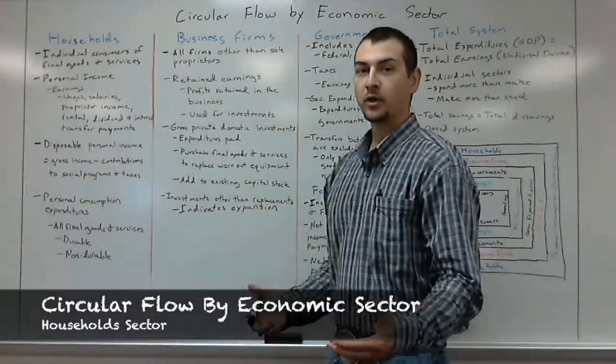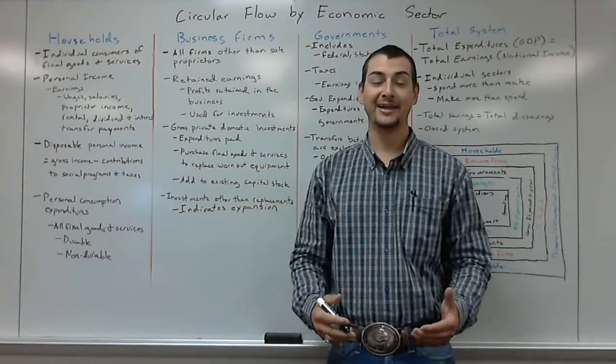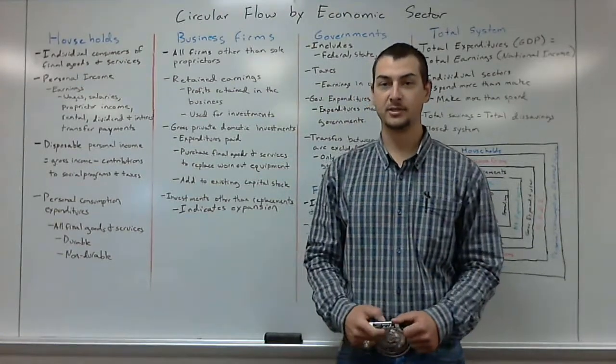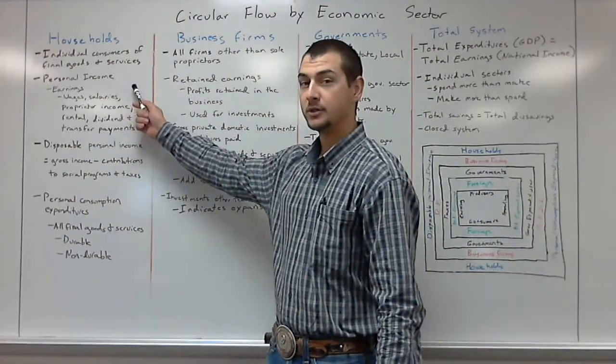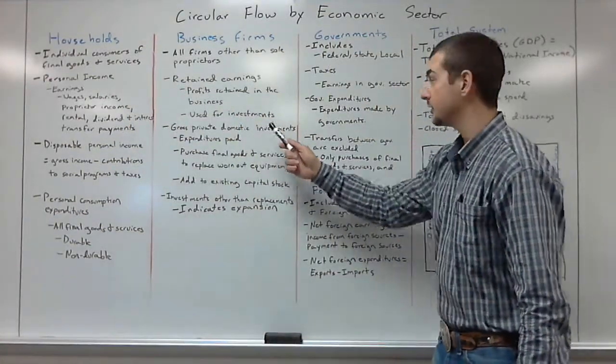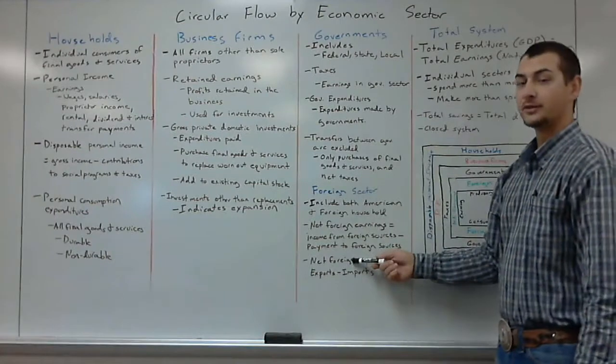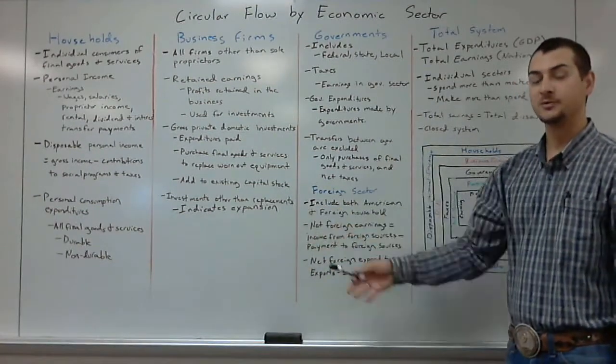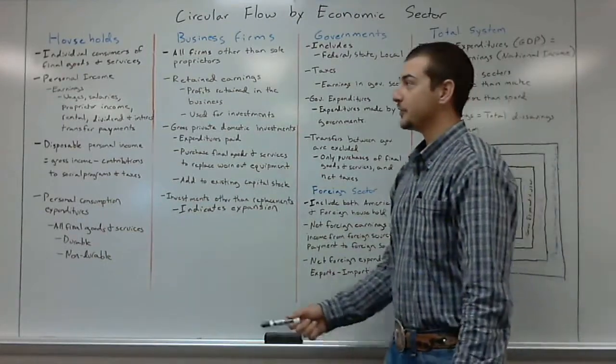In this video, we're going to talk about the circular flow by economic sector. The circular flow has four main economic sectors. The first one is households, followed by business firms, then governments, and then the foreign sector. Each one of these four sectors has both earnings and expenditures. So, let's begin with households.